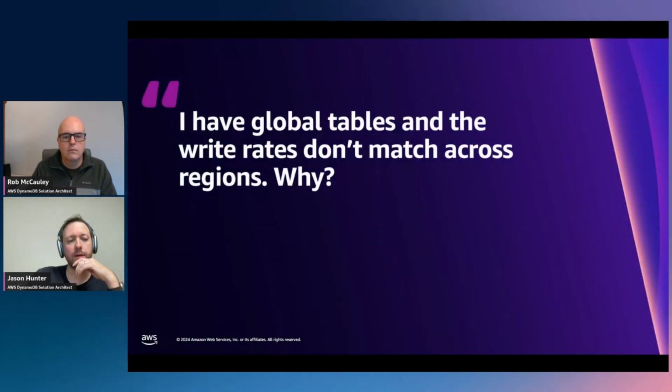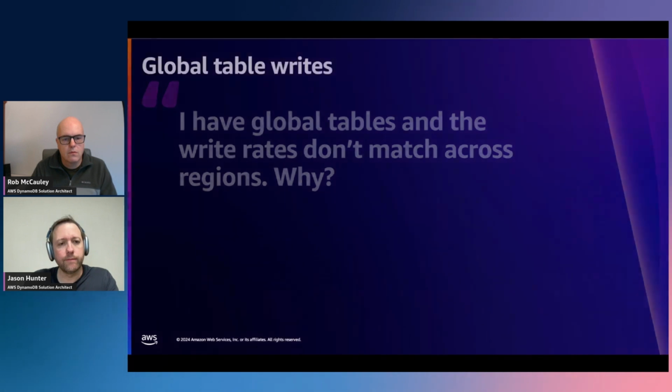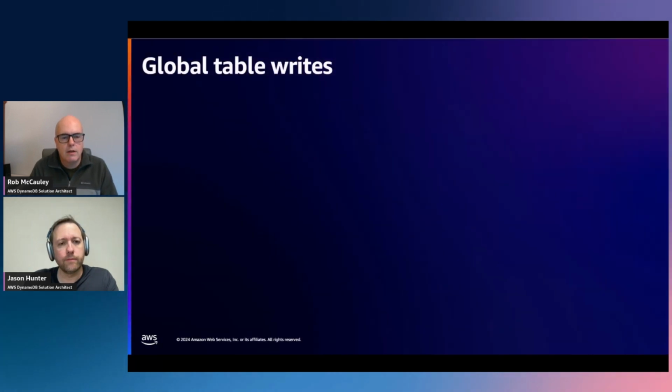Here's another one that stumped me once. I have global tables and the write rates across the regions don't match. That's surprising, because what are global tables? Global tables are where I have more than one region. I do a write in one, it updates in the other. So you'd think a write, a write, and a write. It's active-active. So any write to region A replicates to region B, back and forth. So why would they not match if every write in one region writes to the other region? Yeah, you think a write to one should be a write to all.